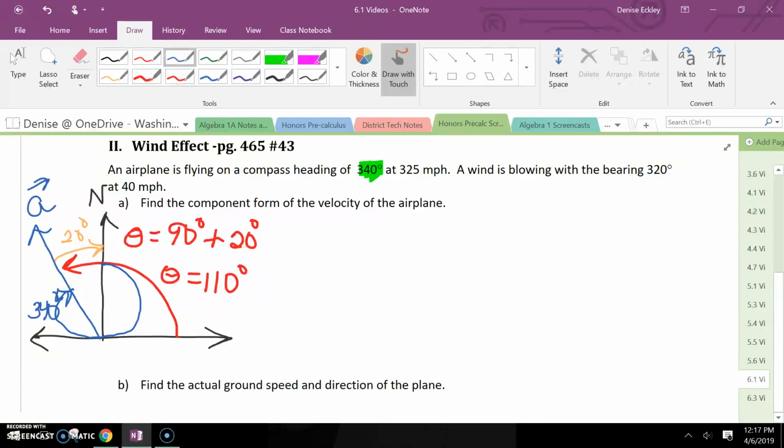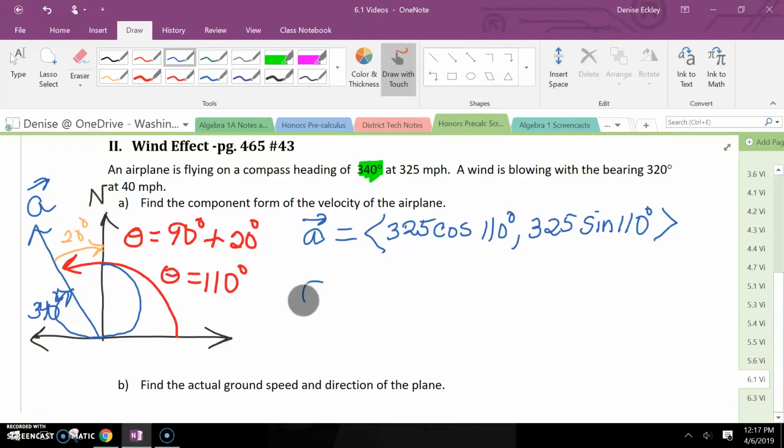So now we can go ahead and find the component form of our airplane by taking its magnitude, 325, times the cosine of the direction angle to get the horizontal part, and taking that speed, 325, times the sine of the direction angle 110. And when we put those values in our calculator, our component form of our velocity becomes negative 111.16, comma, 305.40. So that's part A.